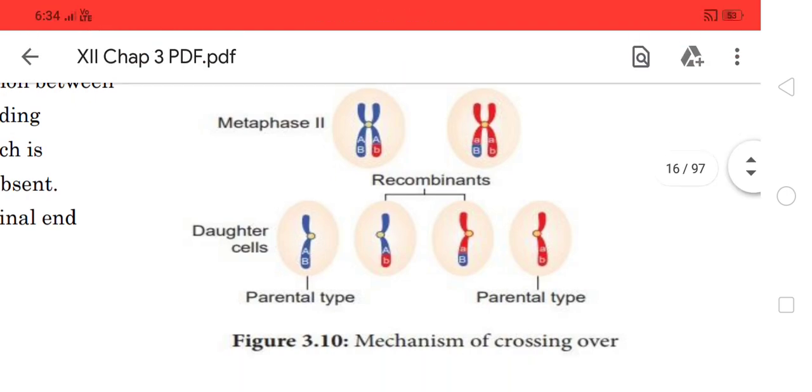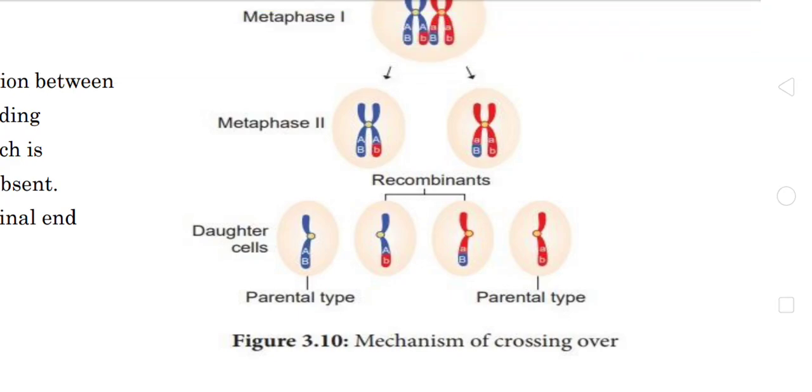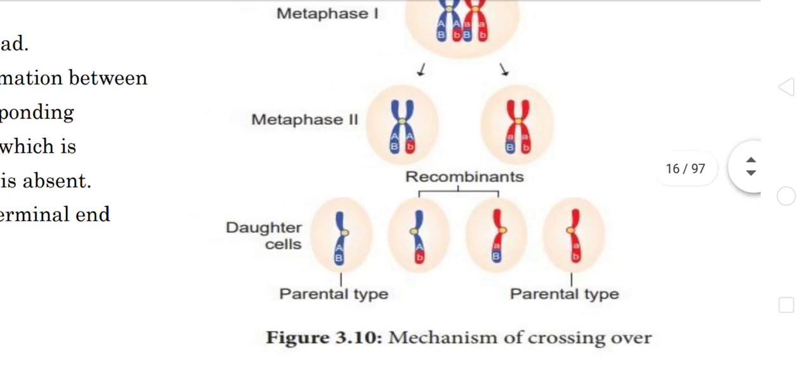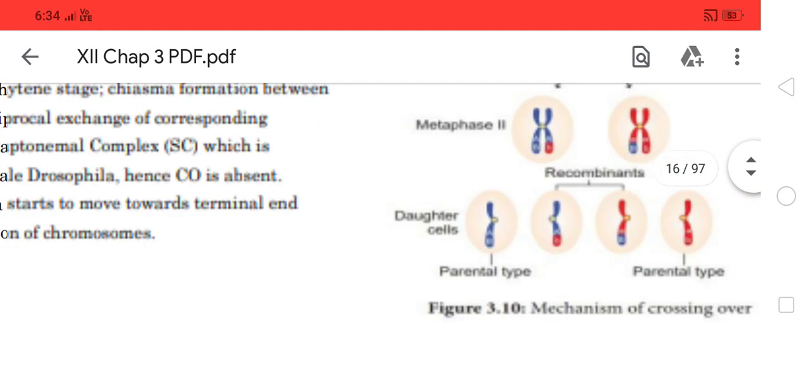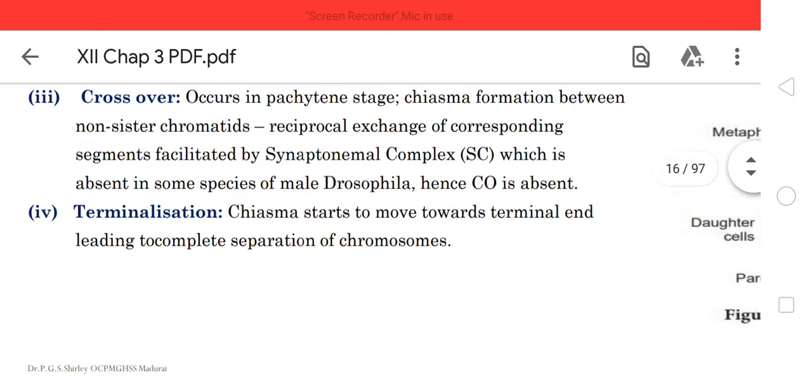Recent studies show that synapsis and chiasmata formation form a specialized structure called the synaptonemal complex. During crossing over, synapsis and chiasmata are helped by this special structure, the synaptonemal complex. Such a complex is absent in Drosophila, so no crossing over takes place. If the synaptonemal complex is present, crossing over occurs.